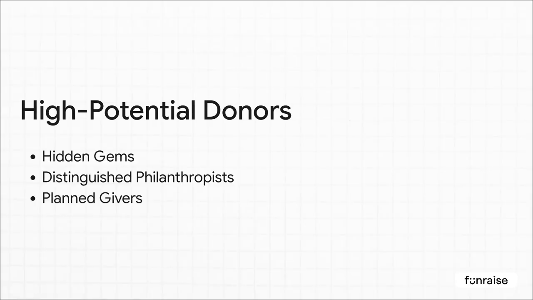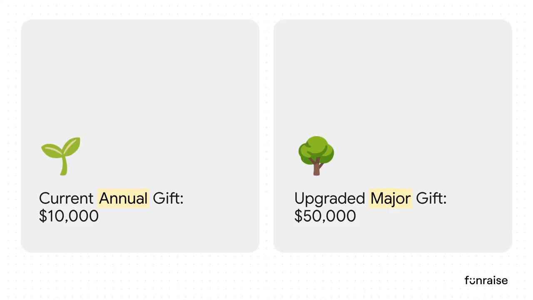So, what kind of treasure are we actually looking for here? Well, in our blog post, Troy Schnack, he's the lead major gifts officer at Action Against Hunger, breaks down these high-potential, hiding-in-plain-sight supporters into 3 main categories. You've got your hidden gems, your distinguished philanthropists, and your planned givers. Let's take those distinguished philanthropists for a second. These are existing donors who have massive, untapped potential.